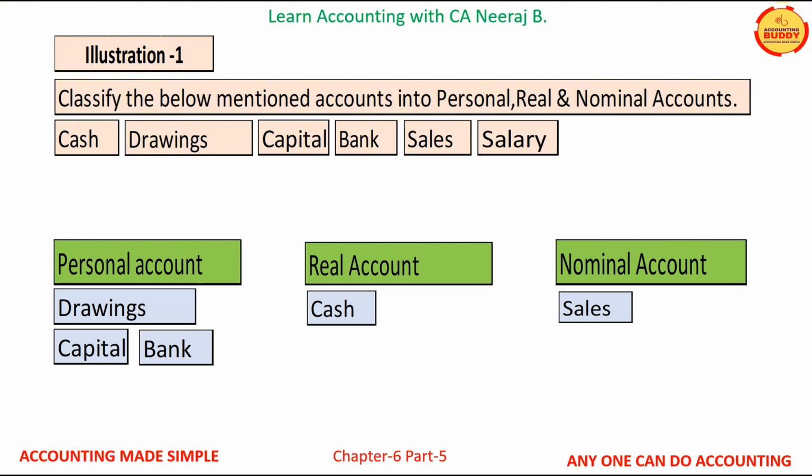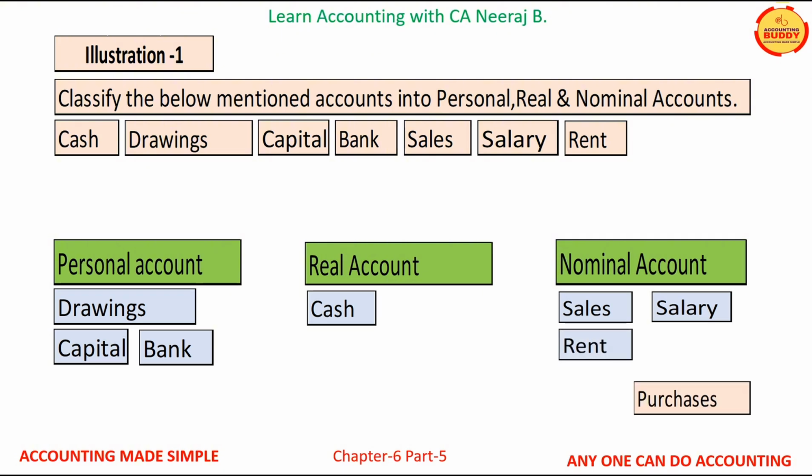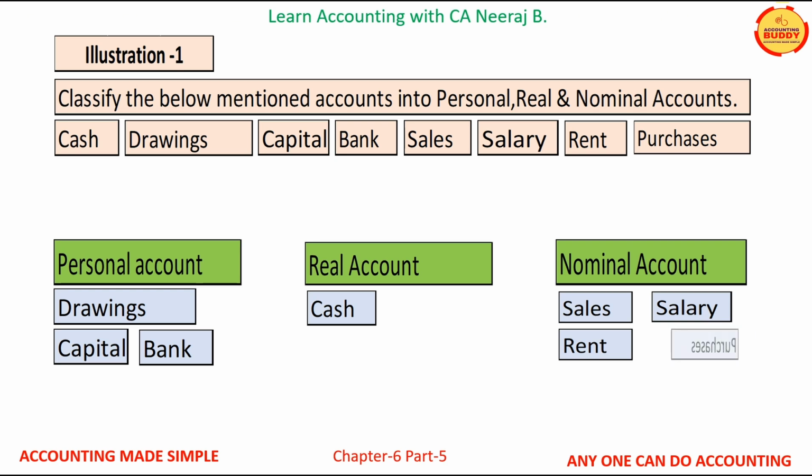Sixth account is salary. Salary is an expense account and we know that all expense accounts are nominal accounts. Seventh account is rent. Rent being an expense is also a nominal account. Eighth account is purchase. Purchase again being an expense account is a nominal account. Ninth account is stock. Stock is an asset and we know that all assets are real accounts.